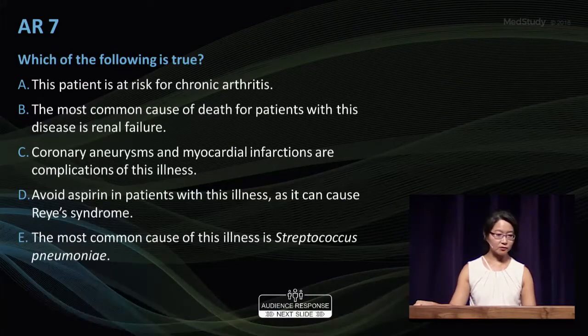Which of the following is true? A, this patient is at risk for chronic arthritis. B, the most common cause of death is renal failure. C, coronary artery aneurysms and myocardial infarctions are complications of this illness. D, avoid aspirin because it can cause Reye syndrome. Or E, the most common cause of this illness is strep pneumonia.